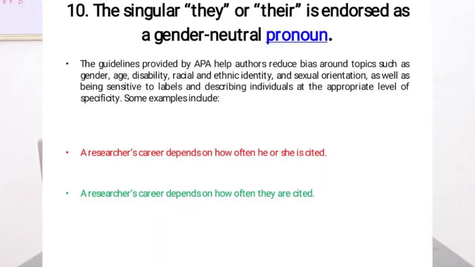Then number 10 difference between APA 6 and APA 7 is that the singular they or their is endorsed as a general neutral pronoun. Like, a researcher's career depends on how often he or she is cited. That is the 6th edition, but it is no longer like that in the 7th edition. You now say the researcher's career depends on how often they are cited. That's 10.